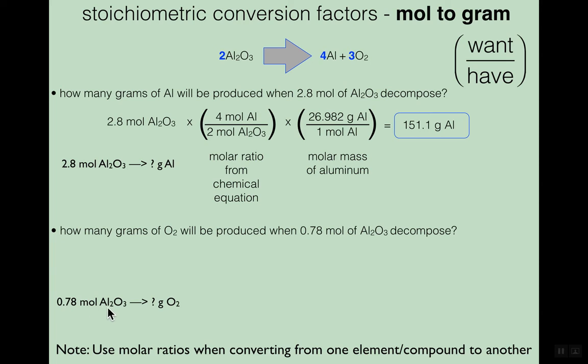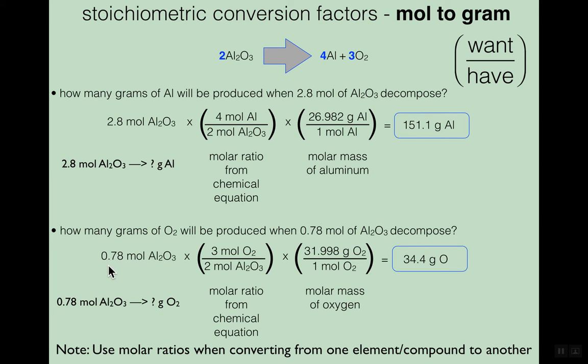So they're giving me 0.78 moles of aluminum oxide. How many grams of oxygen will I get from that? So just like before, start by writing out where you're starting from. I have to convert moles of aluminum oxide to moles of oxygen, right? So I'm going to have my 2 moles of aluminum oxide on the bottom, my 3 moles of oxygen on the top. Again, these numbers are your molar ratio, and they come right from the equation. There's your 2 aluminum oxides and your 3 oxygens.